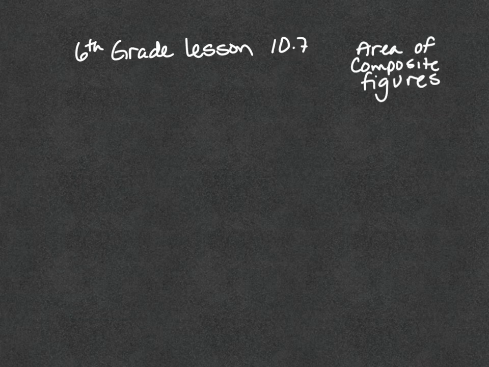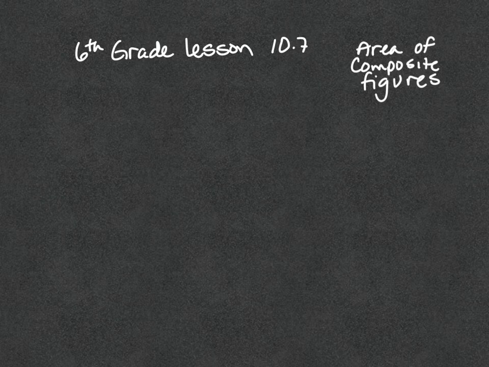Sixth grade lesson 10.7 is finding the area of composite figures. And so we've learned the formula for area of parallelograms that we could use for rectangles and squares as well, because those are also forms of parallelograms. We've learned the formula for area of a triangle. Area equals 1/2 the base times the height. We also learned the formula for area of a trapezoid. Area equals 1/2 times base 1 plus base 2, all times the height.